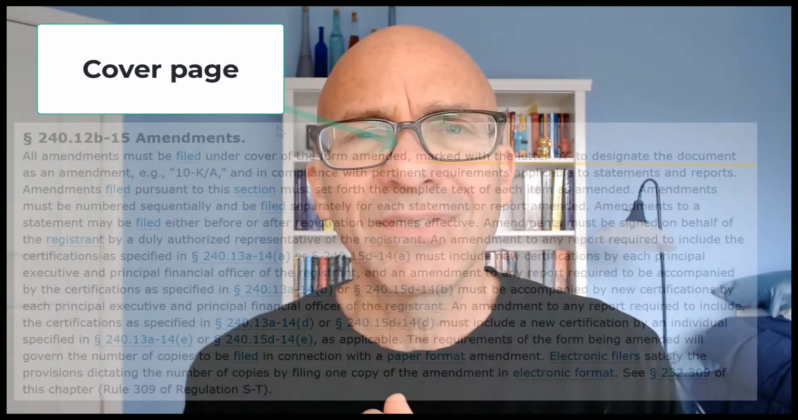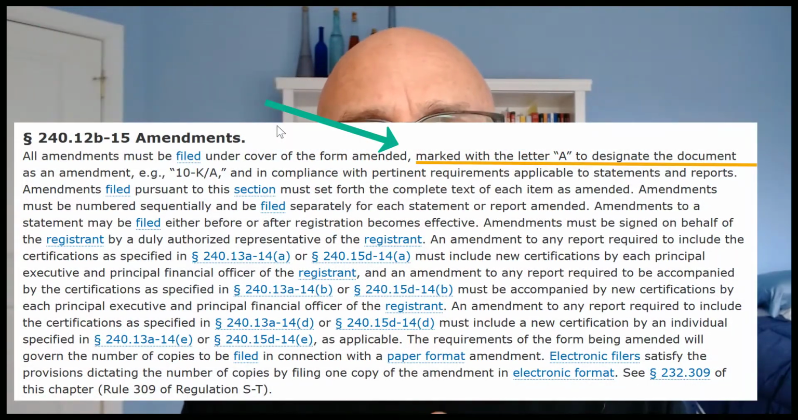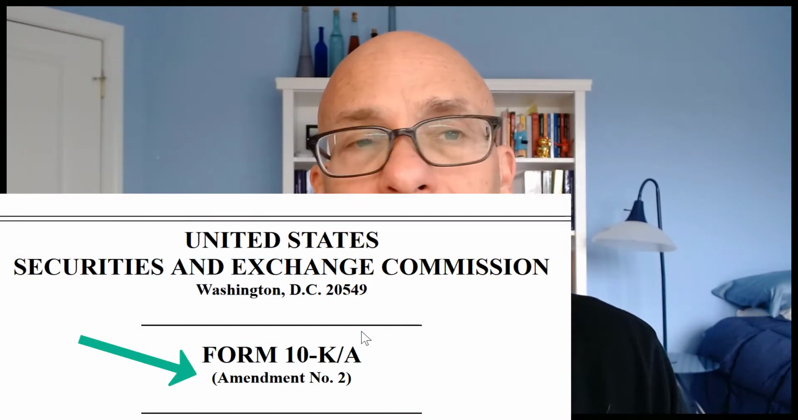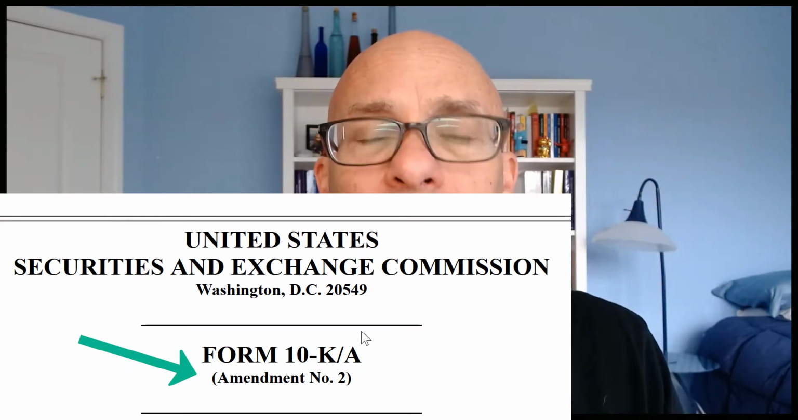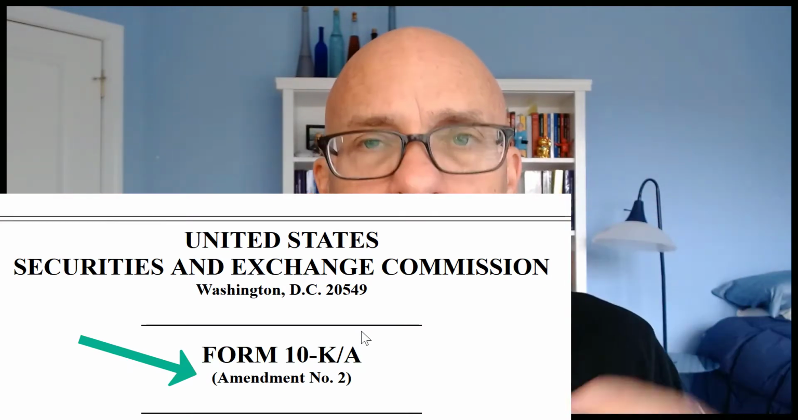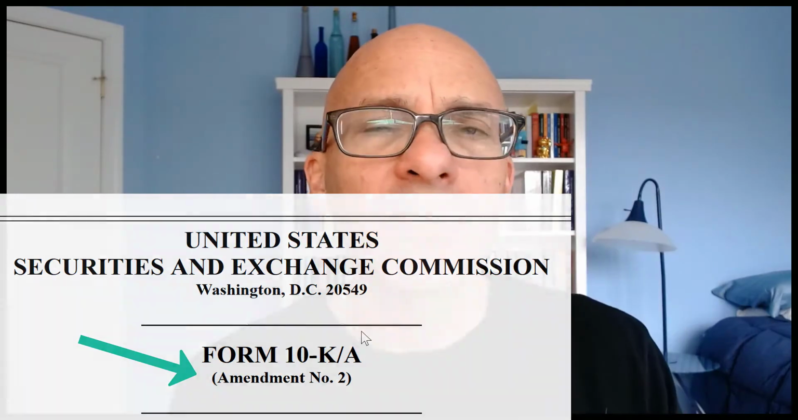Well, let's first talk about the cover page. Rule 12b-15 denotes that the cover page must brand the filing with the Form 10-K/A at the top. Companies also are required under Rule 12b-15 to indicate how many times that particular 10-K has been amended underneath that. For example, amendment number 1, amendment number 2, etc. Here's an example for a second amendment.